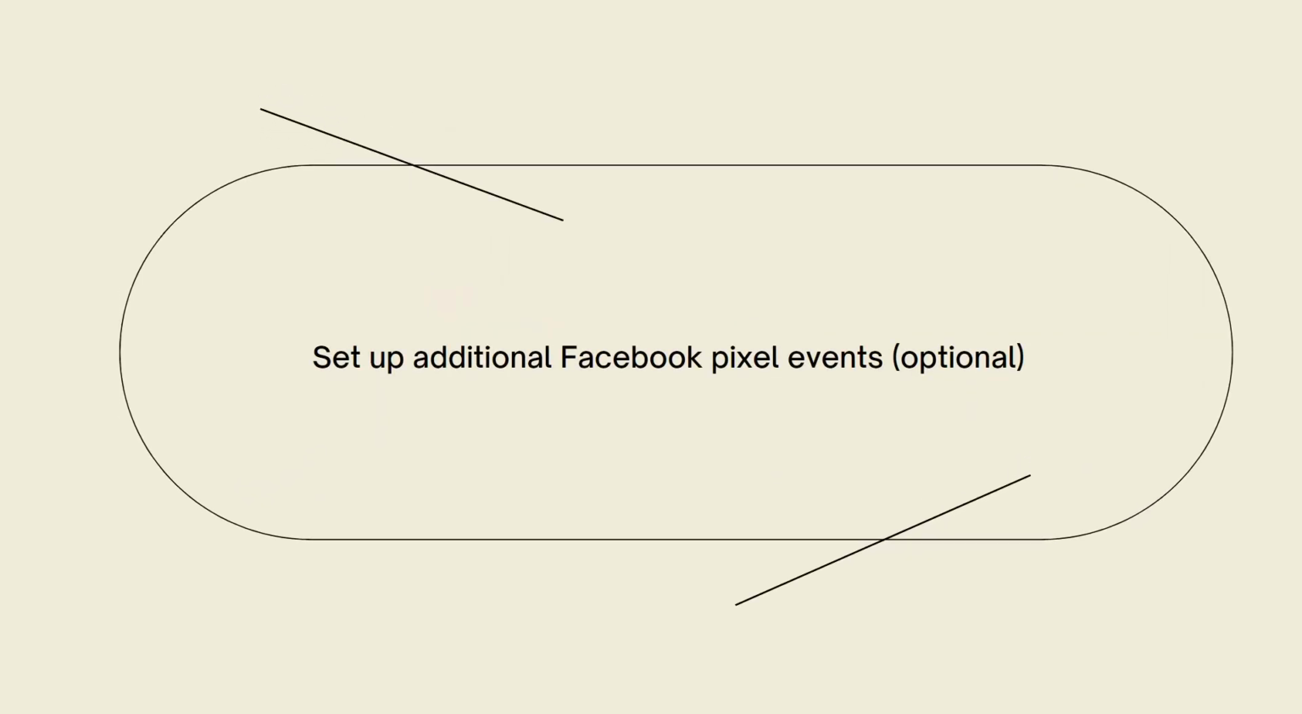Now this is an optional action. Set up additional Facebook pixel events. If you want to track specific events on your Shopify store, such as purchases or add to cart actions, you can set up additional Facebook pixel events. This can be done either through the Events Manager in your Facebook Business Manager or by using the Facebook Pixel app in the Shopify App Store.